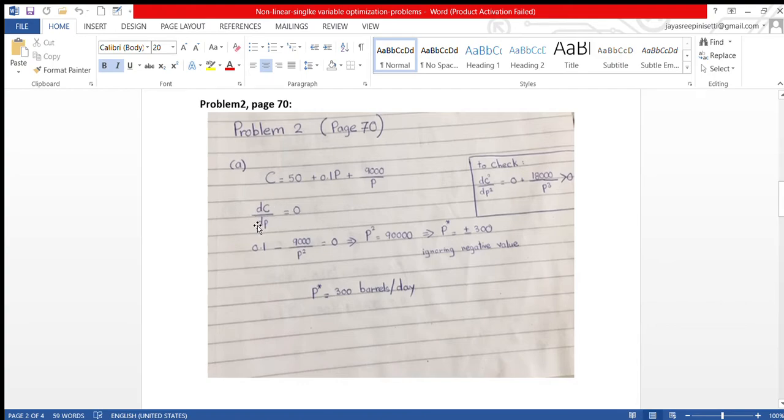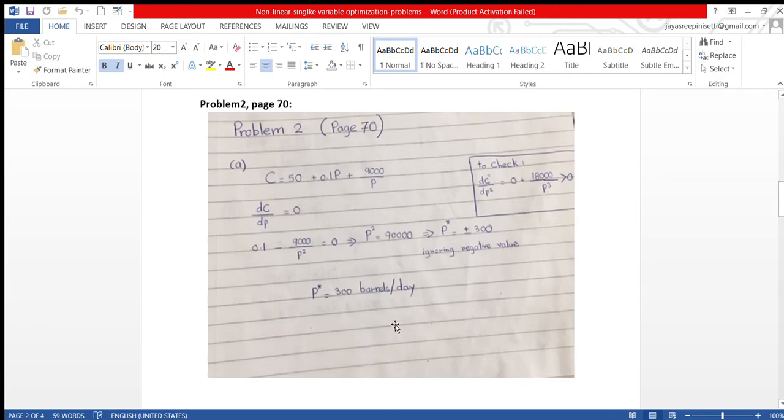Find the first derivative and set it equal to 0. So let's see the first derivative of this one. It becomes 0.1 minus 9000 over P squared, equal to 0. So what is P? Because P squared equals 90,000, P will be plus or minus 300. The production cannot be negative, so we take the positive. You should produce 300 barrels per day, and then the cost will be minimum.